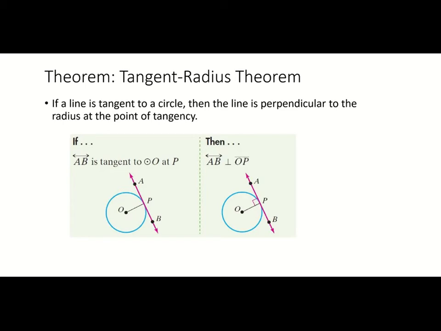Next we have some theorems, and our first one is our Tangent-Radius Theorem. And this says if a line is tangent to a circle, then the line is perpendicular to the radius at the point of tangency. So the radius that you draw from the center of the circle to the tangent line will always be perpendicular. So the radius that can be drawn from the center of the circle to the point of tangency on a line or a segment or a ray will always be perpendicular to that line.